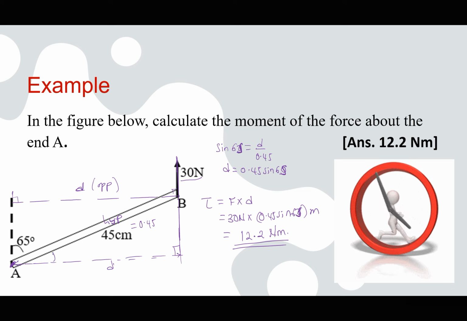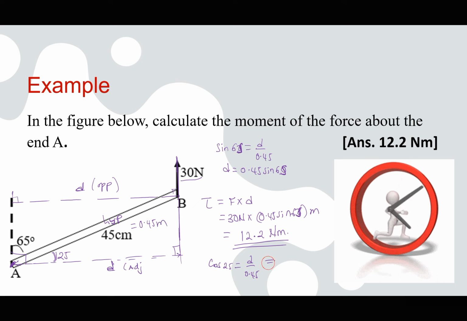So if I use this angle here, remember this is 90 degrees, so this angle is going to be, I think, 25. If I use 25 and I want to find the perpendicular distance D, D is going to be the adjacent, and of course the other one is still the hypotenuse. So that would be cos. So I would say cos of 25 equals the adjacent, which is D, divided by the hypotenuse, which is 0.45 in meters.